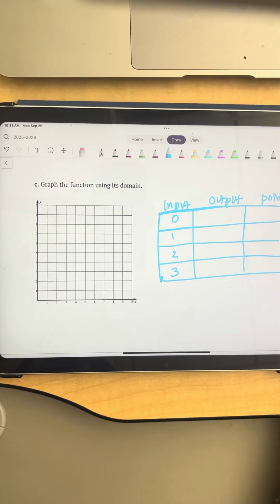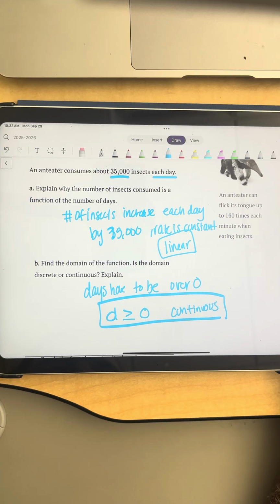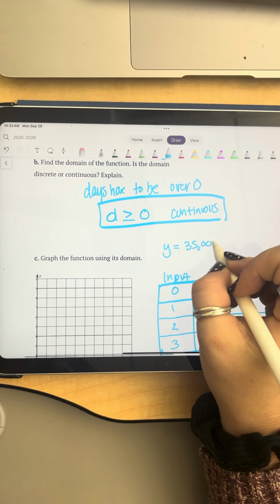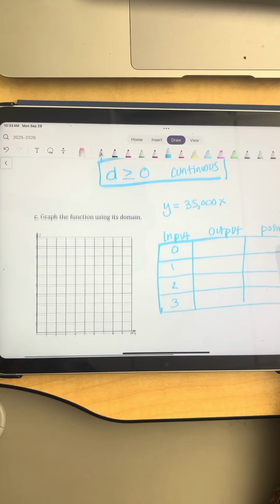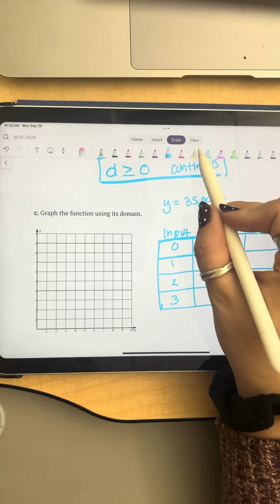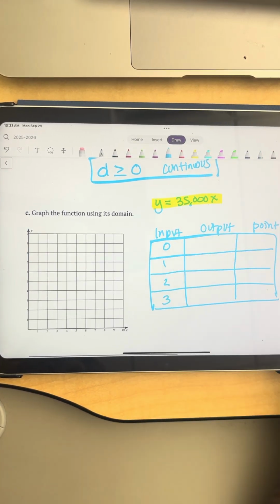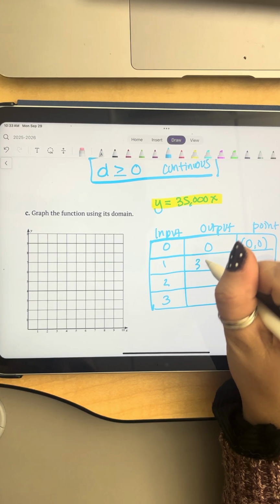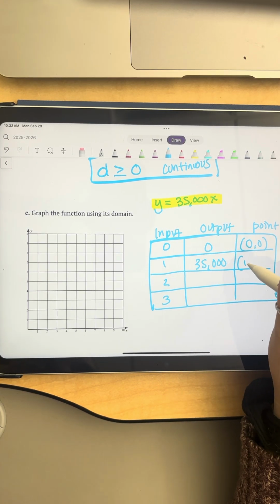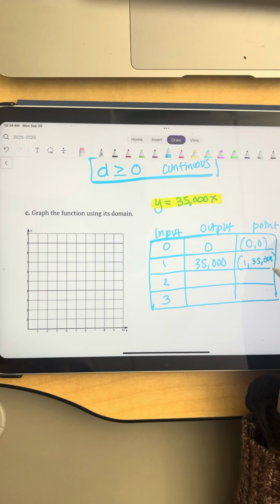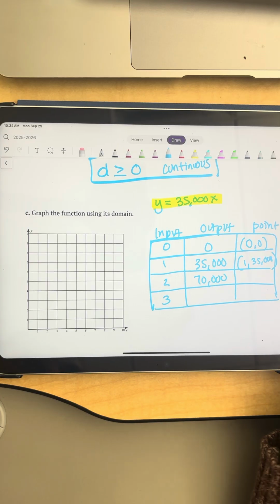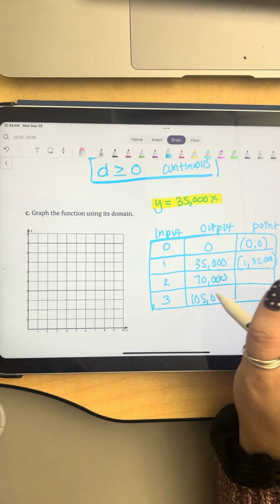Okay, if I plug in 0 to my equation, so essentially if I'm writing my equation, it's like saying y is equal to 35,000x. So every single day that is going up by 35,000. So there would be my equation that I would be plugging in for. If I plug in 0, we get 0, 0 again. If I plug in 1, you get 35,000. And then 2, we've got 70,000. And then 3, we've got 105,000.